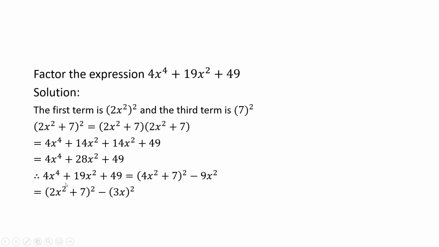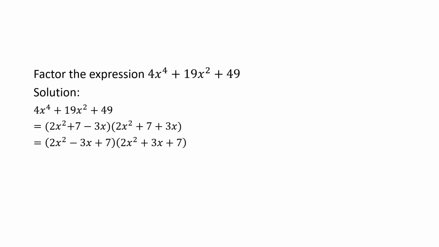If we do that, then we can say 4x to the 4 plus 19x squared plus 49 is actually 2x squared plus 7 quantity squared minus 9x squared. Well, as we saw in the last question, 9x squared is really 3x quantity squared. So we have 2x squared plus 7 quantity squared minus 3x quantity squared. This is a difference of squares. So that's going to factor to 2x squared plus 7 minus 3x, 2x squared plus 7 plus 3x. Okay, and we write that out, and then we reorder each of our trinomials to be 2x squared minus 3x plus 7 and 2x squared plus 3x plus 7.